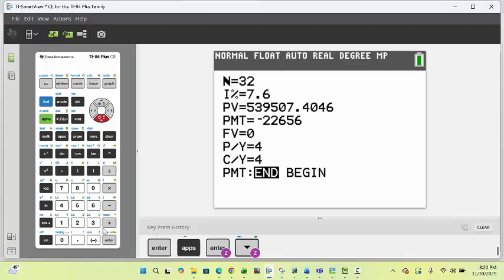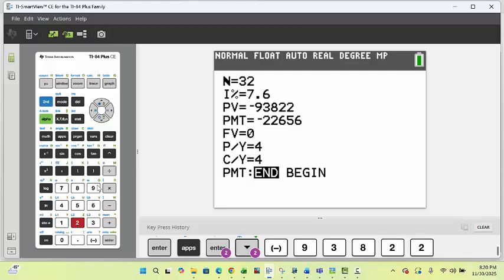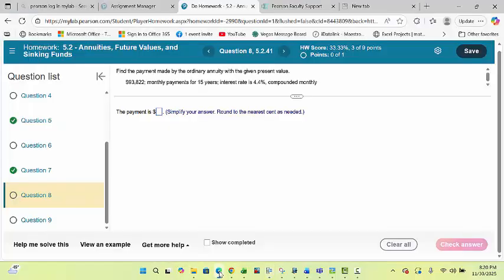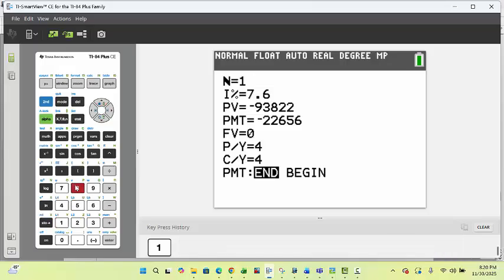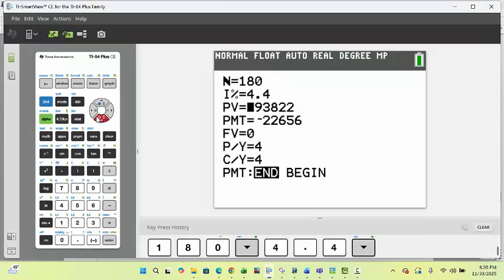So you see this one is basically the opposite in the sense that we are finding the payment now. Well, let's get everything else in there. 4.4% compounded monthly, 15 years. 15 times 12 would be 180 compounding periods. 4.4. Monthly, so I've got to change that to 12. We're still at the end, payments at the end, so we're good there.